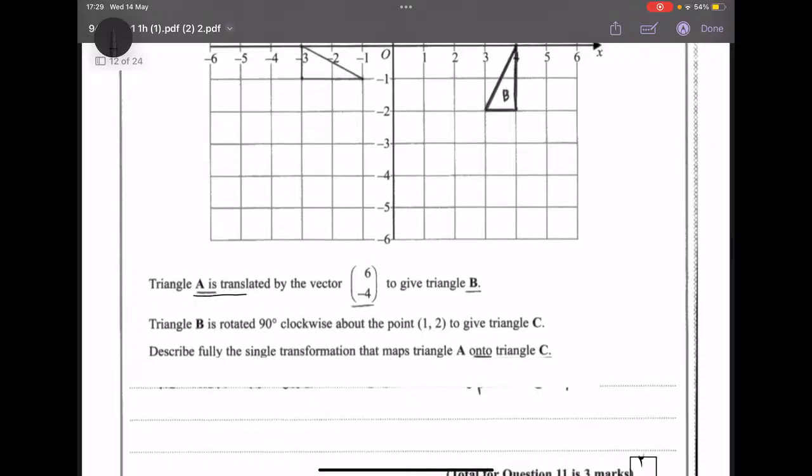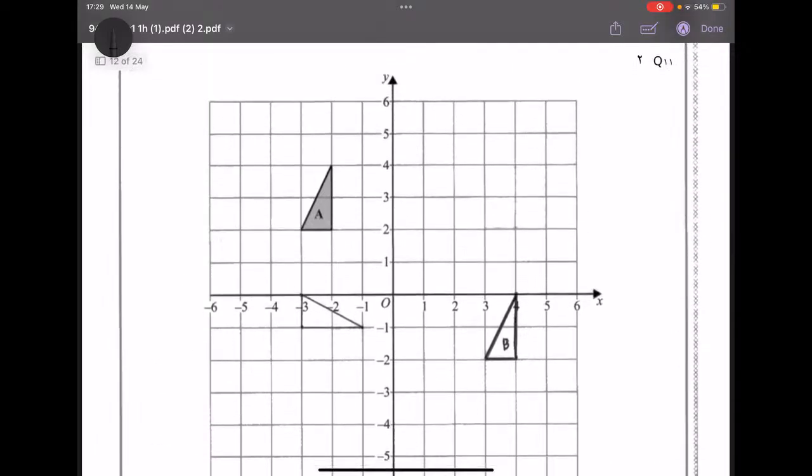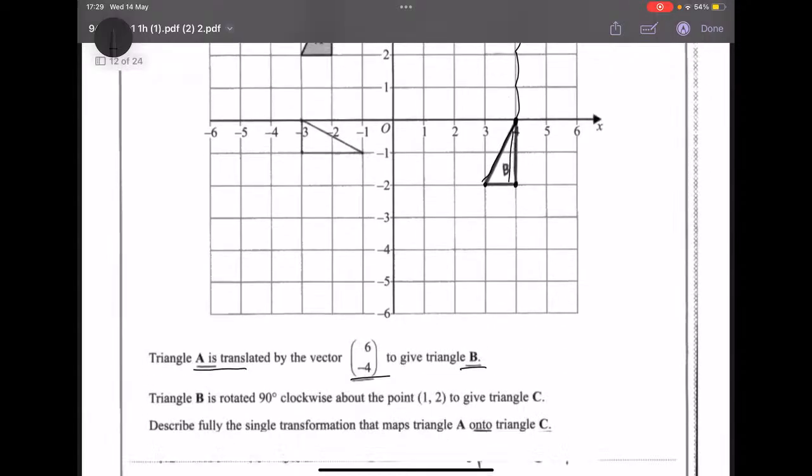Now, question number 11. Triangle A is translated by the vector (6, -4) to give triangle B. So 6 means 6 to the right, and minus 4 means 4 downwards. So we go 1, 2, 3, 4, 5, 6. 1, 2, 3, 4. Therefore, the top of our triangle is there. It's 2 down, so it goes 2 there, 2 across, and that gives us triangle B over here.